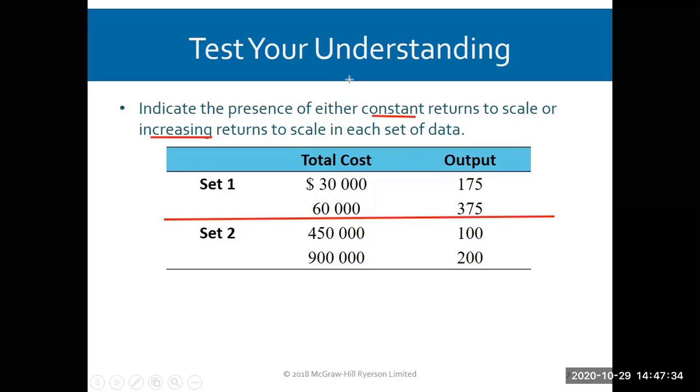Let's take a look at this first example, and I can see right off the bat, my total cost of inputs went from 30,000 to 60,000. So it doubled. All I have to do to determine if it's economies of scale is see what happened to output. Doubling of this output from 175 would be 350. It's actually at 375. So I doubled my input, I more than doubled my output. So I've got increasing returns to scale.